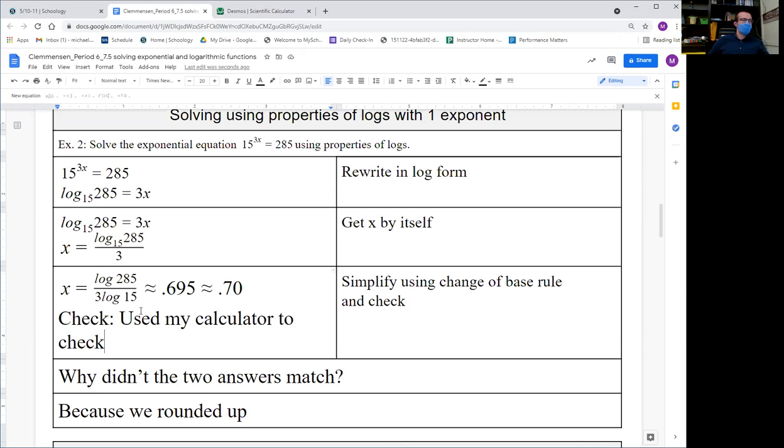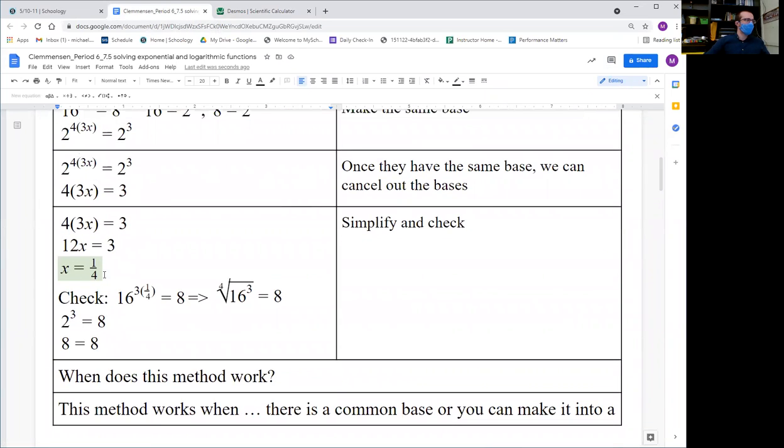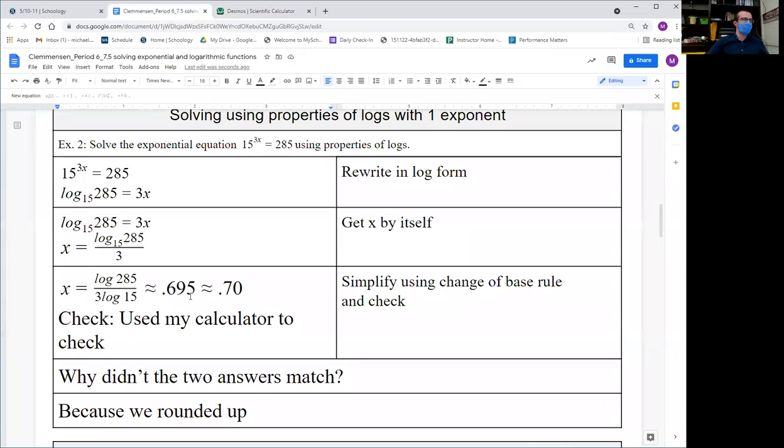So this is going to be true whenever I'm going to use the calculator to check, whenever I get something like this. Right? Whenever I get some answer that's not so nice. Up above, we had an answer where it was 1/4. Very easy number to plug in and check. This number down here is not an easy number to check with. Right? Log base 15 of 285 over 3. Not a nice number. So whenever you see this, something with a decimal approximation, we'll probably use our calculator to check.